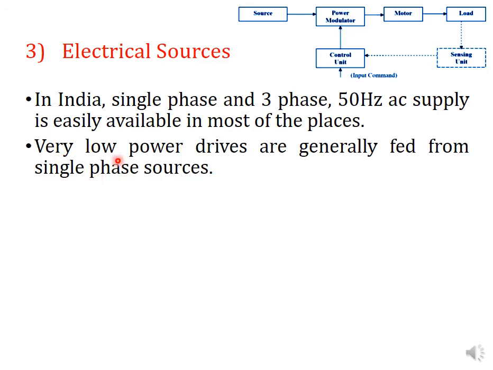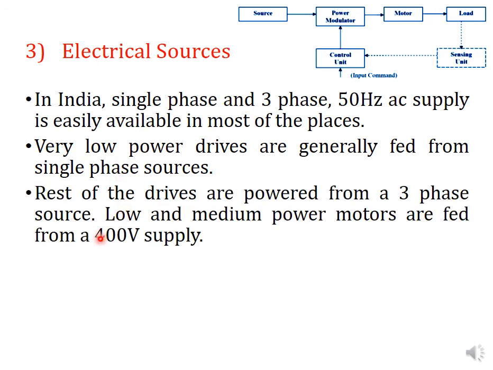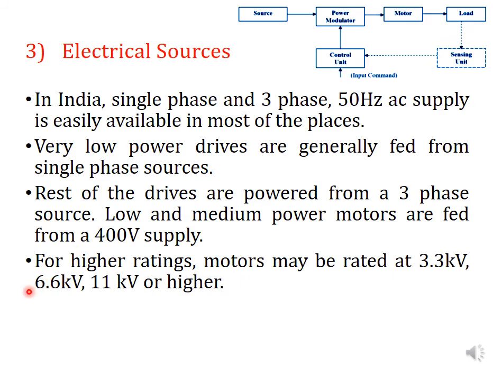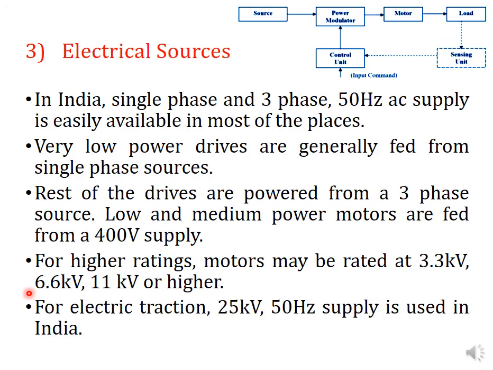Very low power drives are generally fed from single phase sources, and the rest of the drives are powered from three phase sources. Low and medium power motors are fed from 400 volt supply. For higher ratings, motors may be rated at 3.3 kV, 6.6 kV, 11 kV or higher. For electric traction in India, we use 25 kV 50 Hz AC supply.